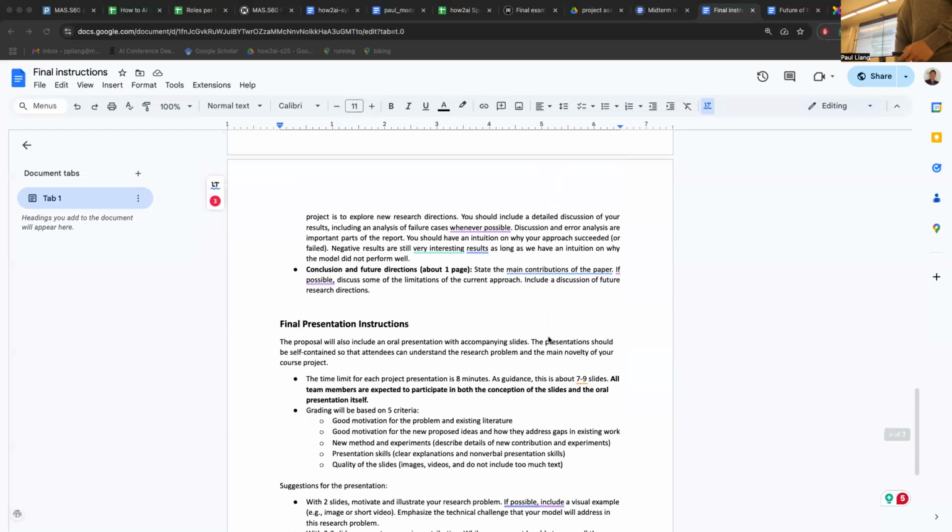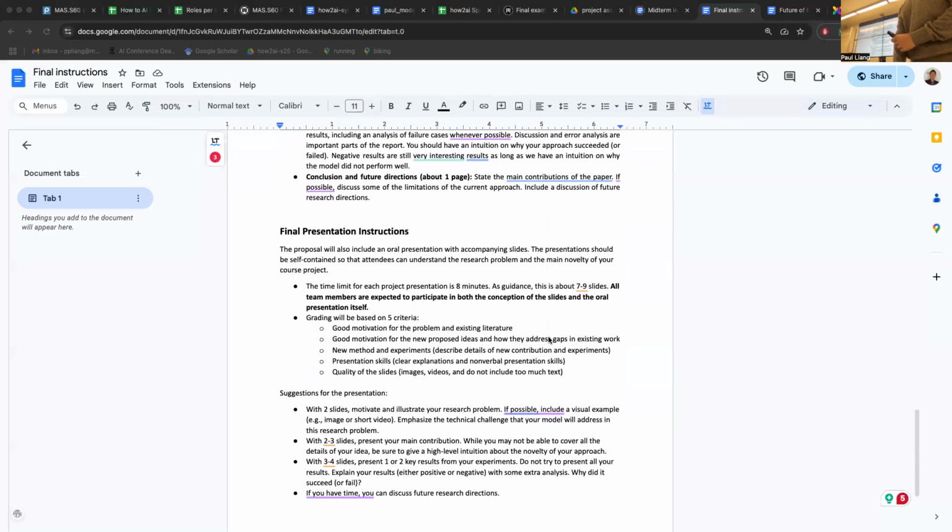And for the report presentation, that would be on this Thursday. Time limit for each project will be 8 minutes, roughly 7 to 9 slides. You don't have to dive too much into the problem and the related work. It should really cover the key new method and the key new experiments that you have, the initial results, and also what you plan to finish in the last 12 days before the report. Okay? So 8 minutes, 7 to 9 slides.